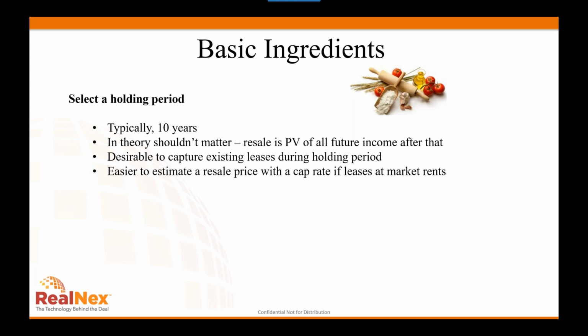We usually want to go long enough that any existing leases have rolled over to market rents. You might have existing leases on a property that are below market or above market, and it just makes it easier to estimate the resale price of the property, and we'll talk about how you do that. It makes it a little bit easier or more accurate estimating the resale price if your leases are at market rents at the time you're assuming you're going to sell the property. And by the time you've gone out 10 years, typically any leases have rolled over to market.